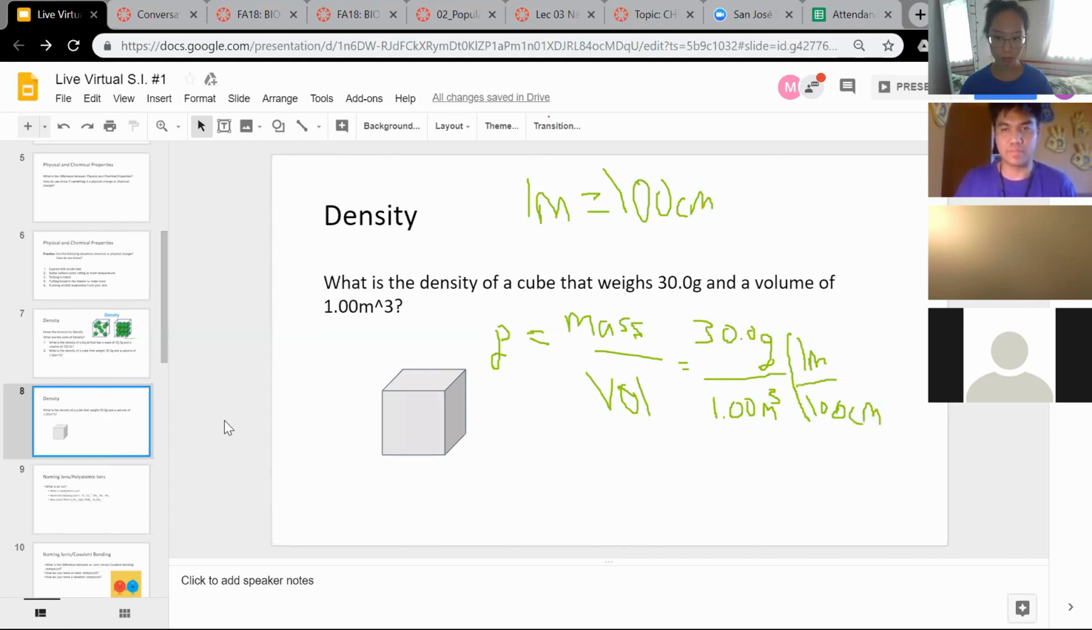It's fine. So we want centimeters to be on the bottom. But remember, this is meters cubed, but we only have meters divided by 100 centimeters. So this is where it gets kind of tricky. What you have to do is cube this whole portion in order to cancel out the meters cubed.